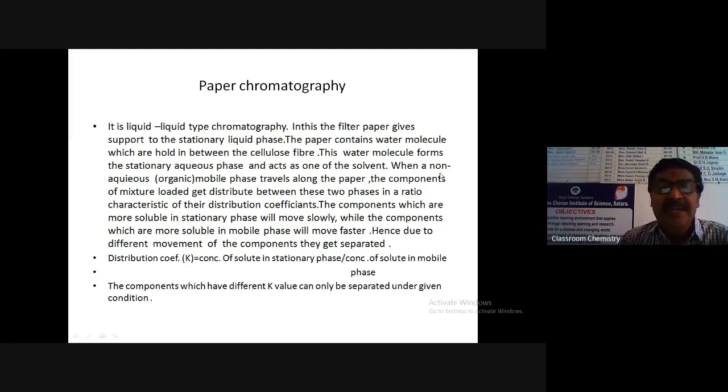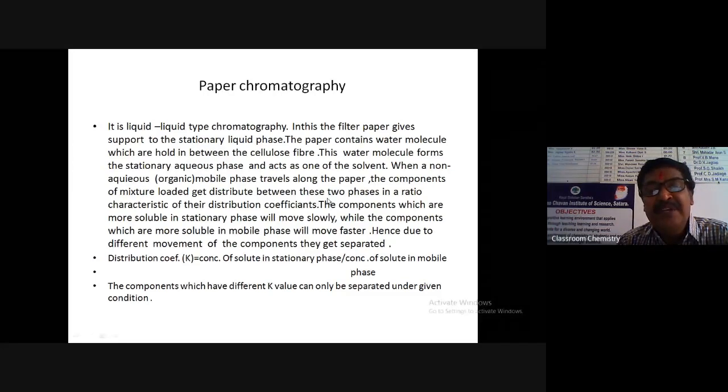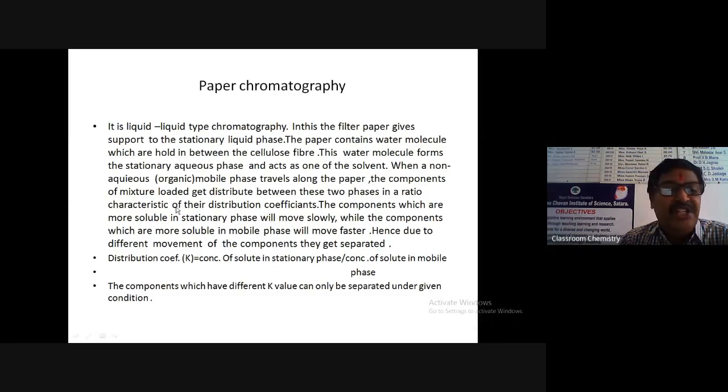You see, when a non-aqueous mobile phase travels along the paper, the components of the mixture loaded, जे तुम्ही कंपोनंट मिक्सर लोड करता ना फिल्टर पेपरवर, they get distributed between these two phases in the ratio characteristic of their distribution coefficient. Characteristic of their distribution coefficient म्हणजे प्रत्येक कंपोनंटच्या डिस्ट्रीब्युशन कोएफिशियंट वर डिपेंड त्याच्यामधले जे कंपोनंट आहे ते कंपोनंट डिस्ट्रीब्यूट होतात फिल्टर पेपरवर आणि तुम्हाला त्याचं सेपरेशन मिळतं.